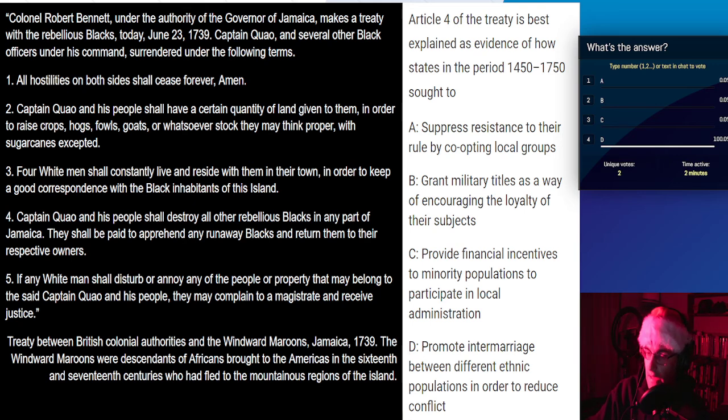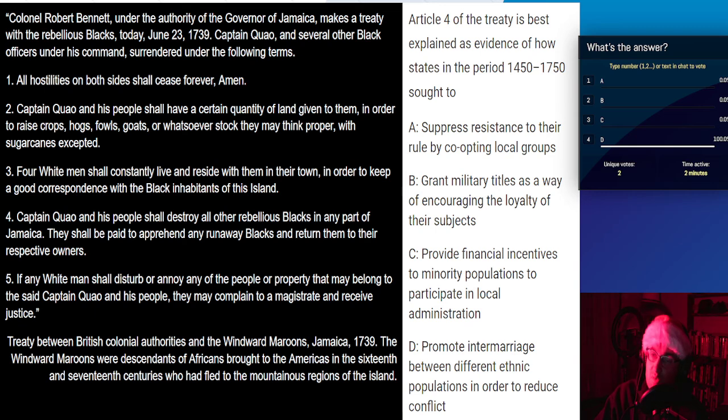That is not bad. However, if you look at Article 4, as what it desired for states to do, it doesn't seem like it's talking about intermarriage at all, right? If anything, Article 4 is talking about subjecting, helping to defeat different groups of Maroons on the island. So it's more about something having to do with administration or violence, perhaps military control, right? So for example, A and C would be a slightly better answer here.